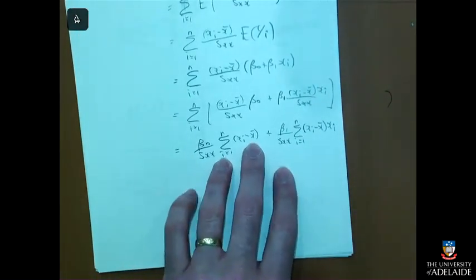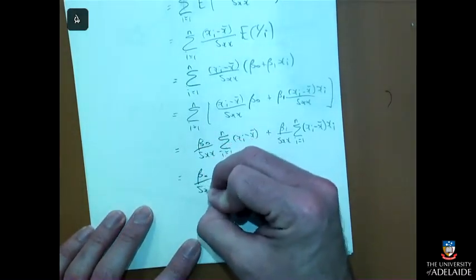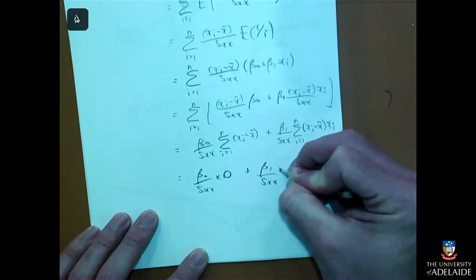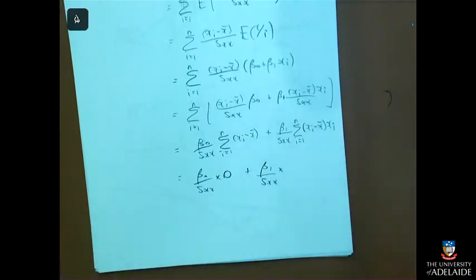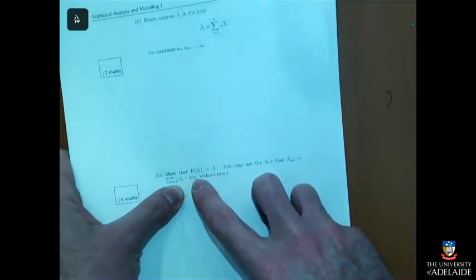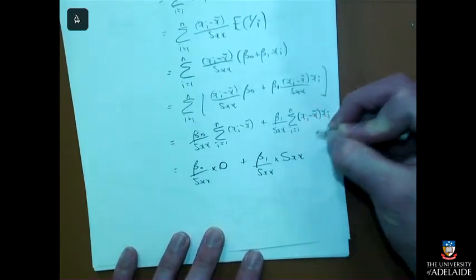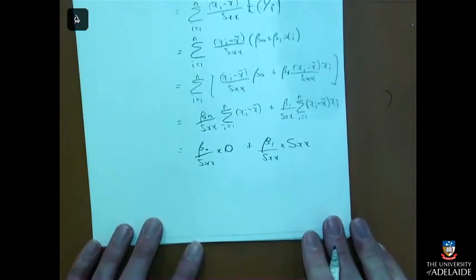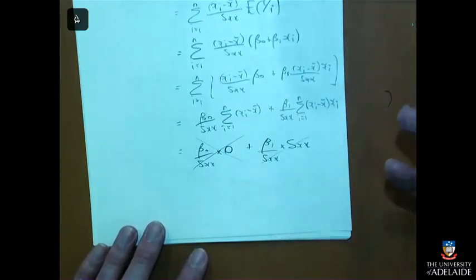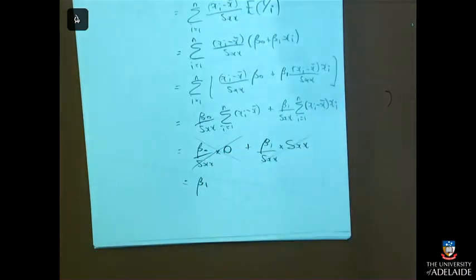The sum of (xi minus x bar) is 0. We used that fact earlier. And didn't they just tell us we were allowed to use the fact that Sxx is equal to the sum of (xi minus x bar) times xi? And that's what I've got here. So that thing is Sxx. And so that's 0. And the Sxx, I've divided by it and I've multiplied by it, so it's not really there. And so I get beta 1. Ta-da!